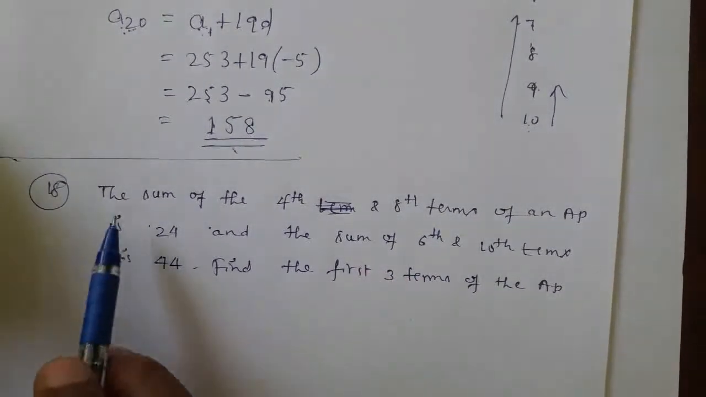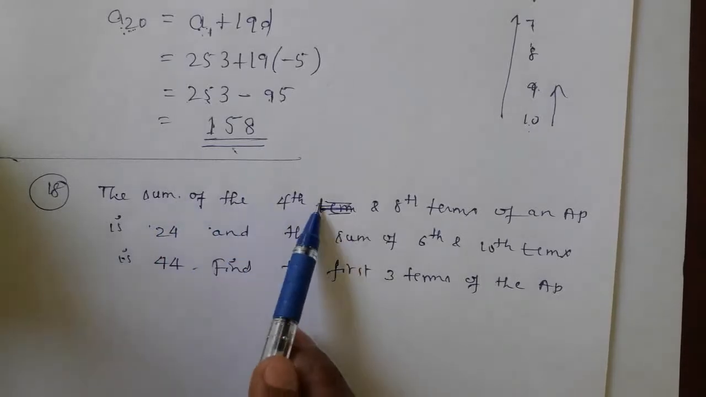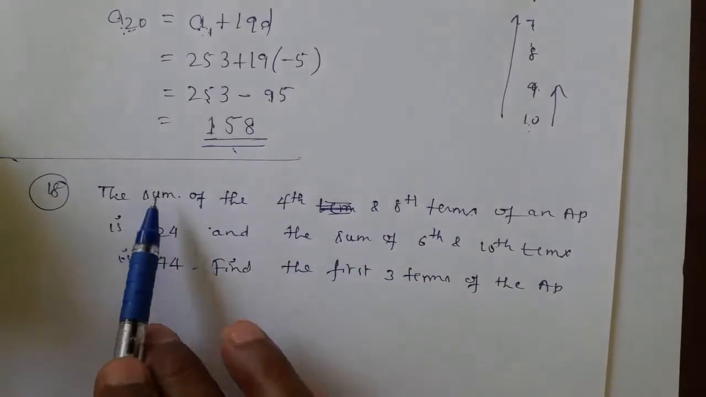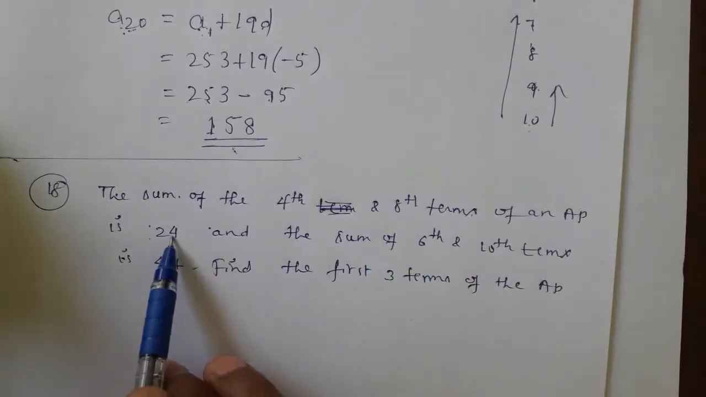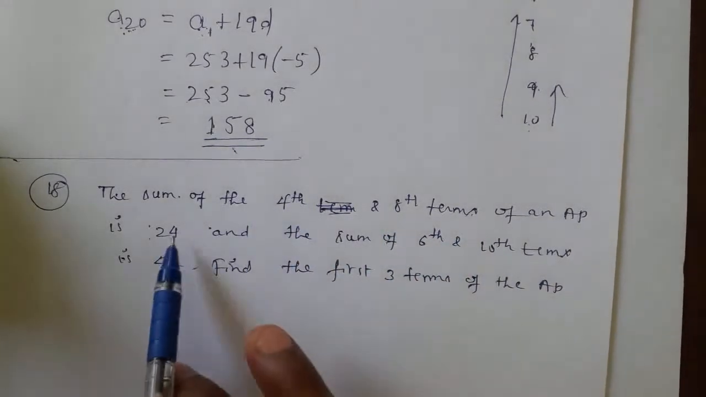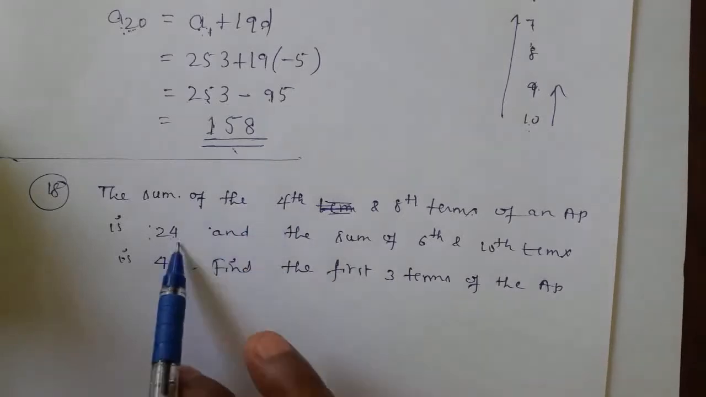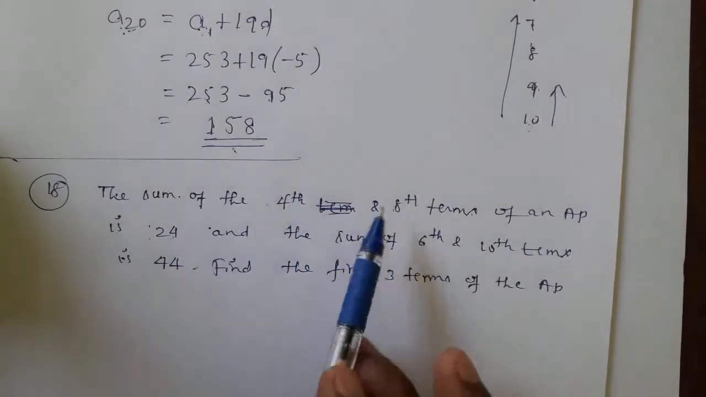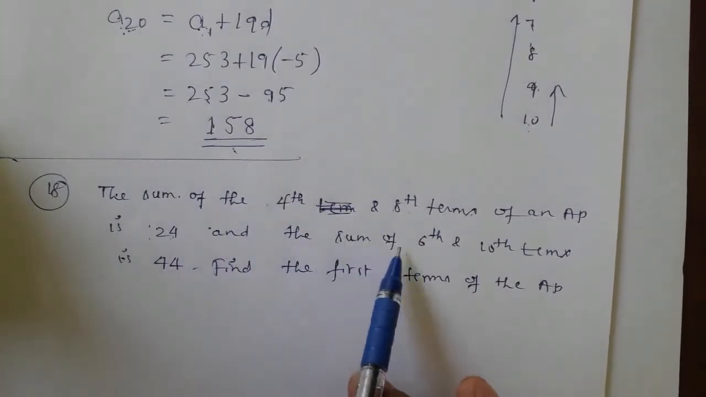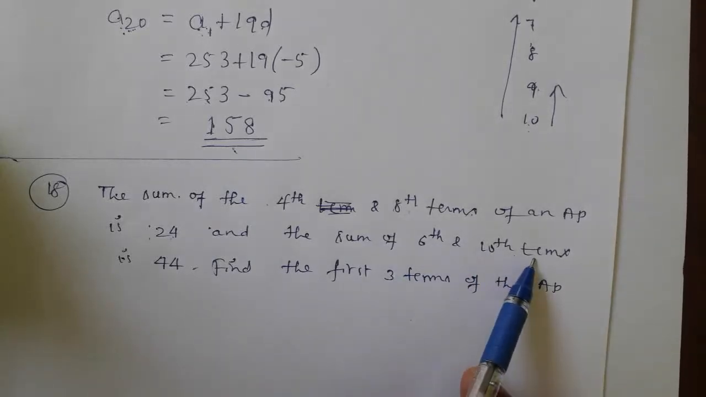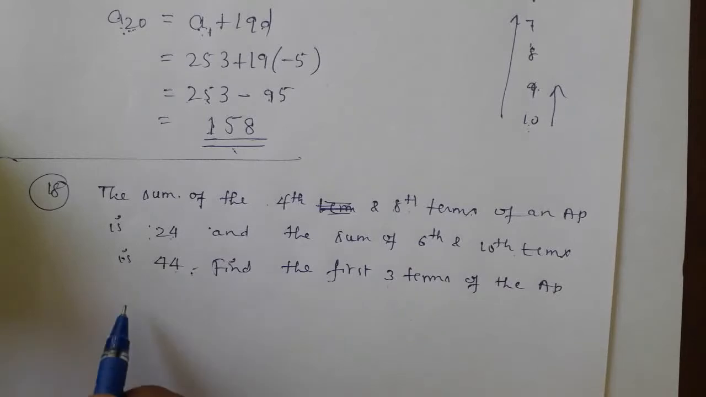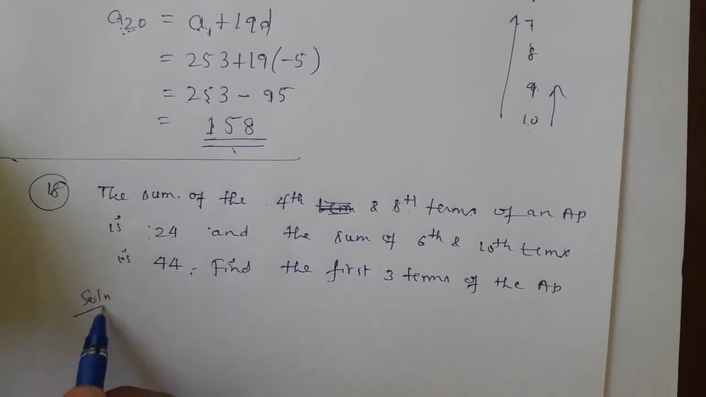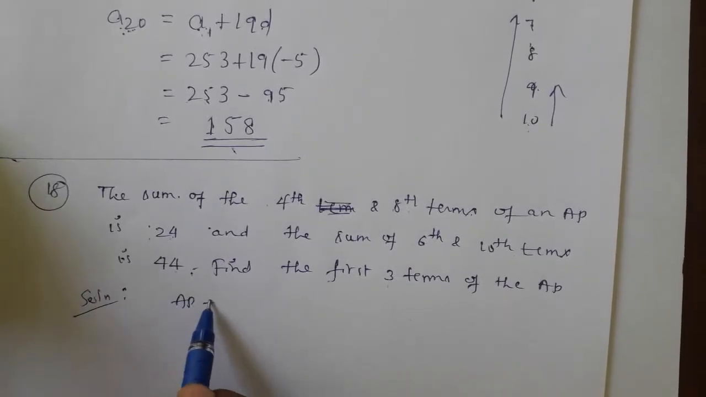So I read out the question once again. The sum of the 4th term and 8th term together is equal to 24. That means 24 is not the 4th term, 24 is not the 8th term. 24 is the sum of the 4th and 8th terms together. And the sum of the 6th and 10th terms is 44. Find the first 3 terms of an AP. That means the AP is to be found out.